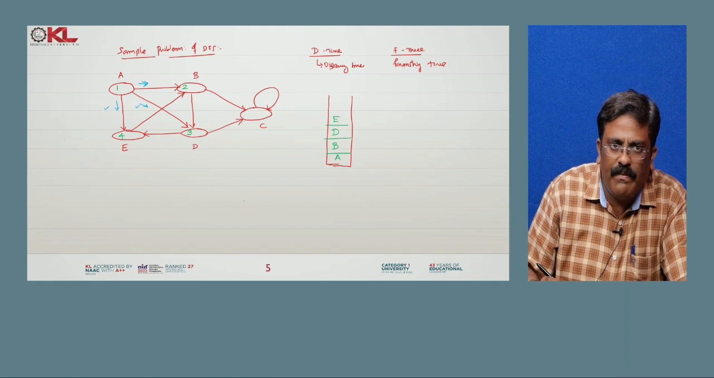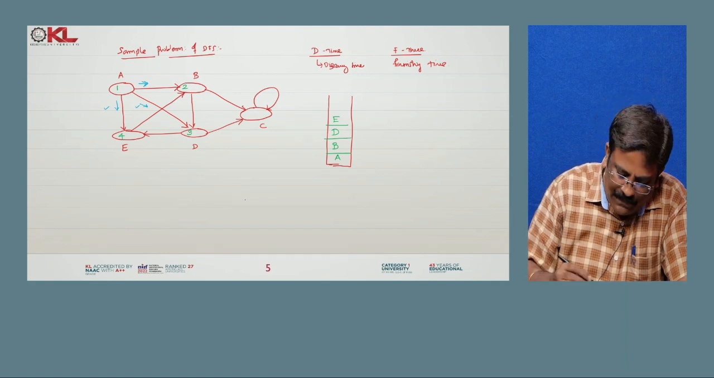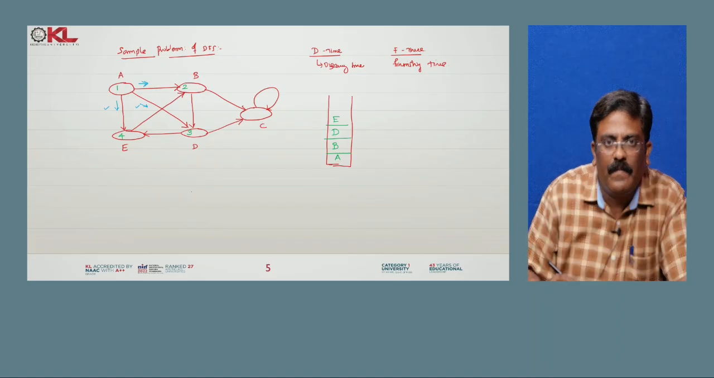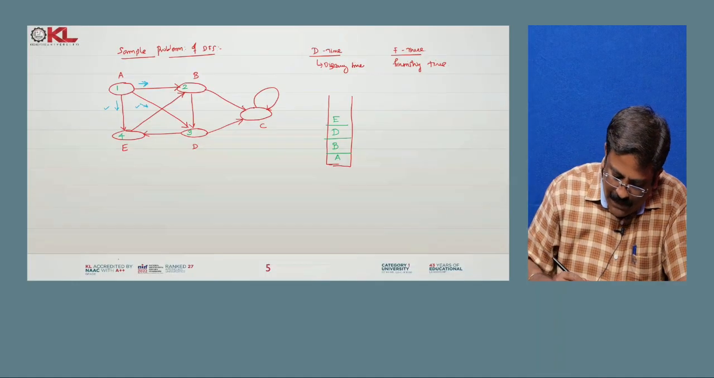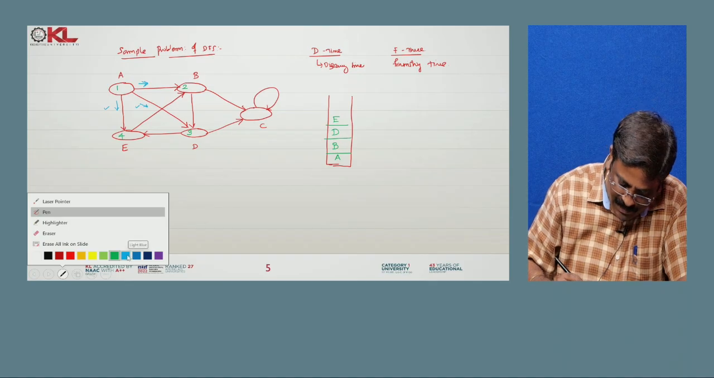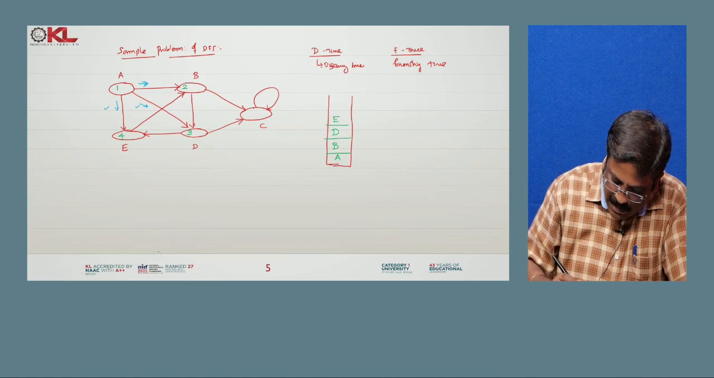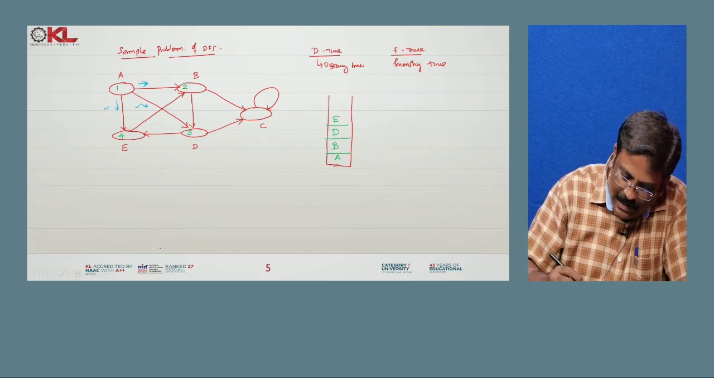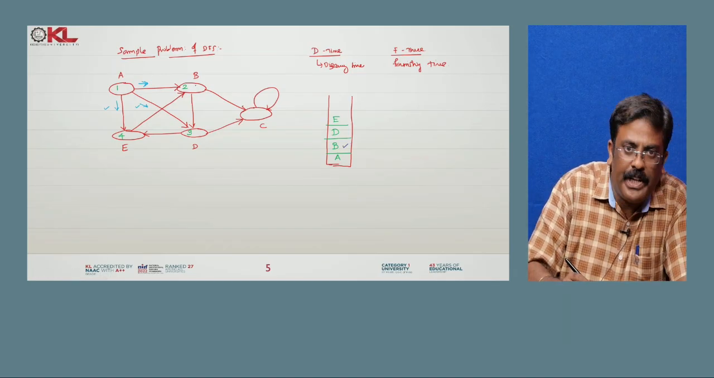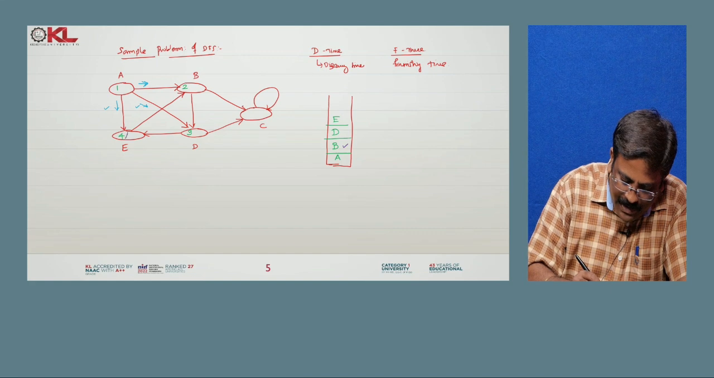Once I have visited E, from E I can go back to B, which would be the fifth cycle. But B is already available in the stack, so I am not going to visit B. In the fifth cycle there is no meaning in going to B.